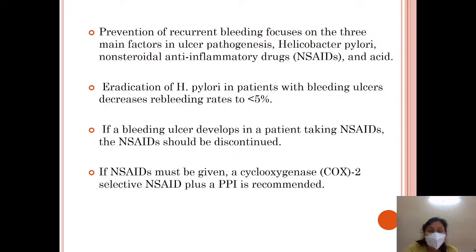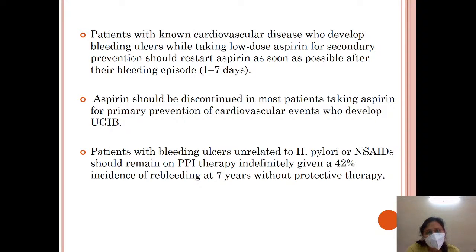And if NSAIDs must be given, we can use a COX-2 selective NSAID plus a proton pump inhibitor to treat the patient. Patients with known cardiovascular disease who develop bleeding ulcers while taking low dose aspirin for secondary prevention should restart the aspirin as soon as possible after the bleeding stops, that is after 1 to 7 days.